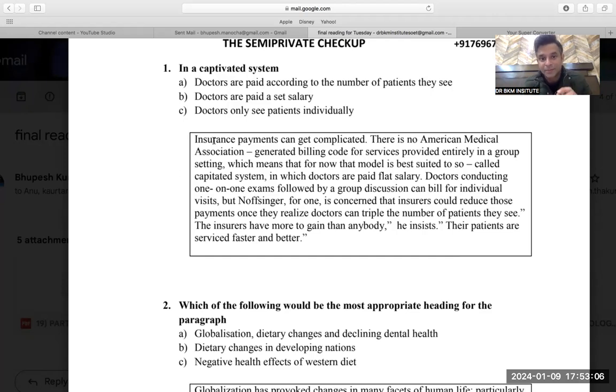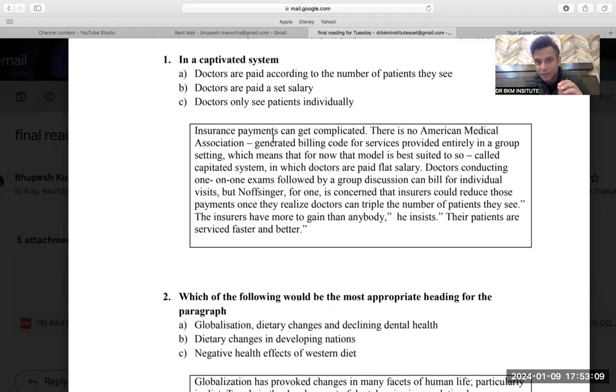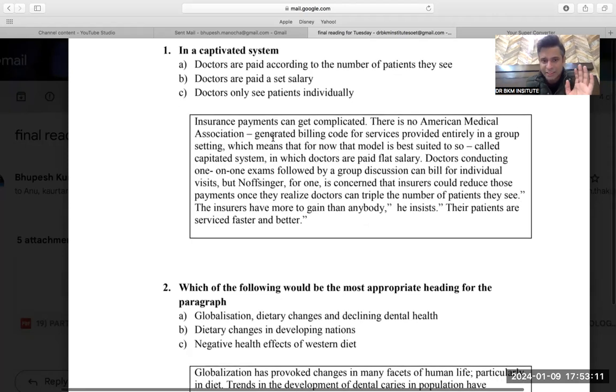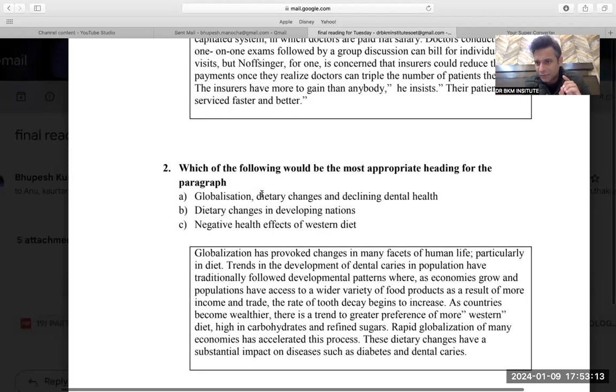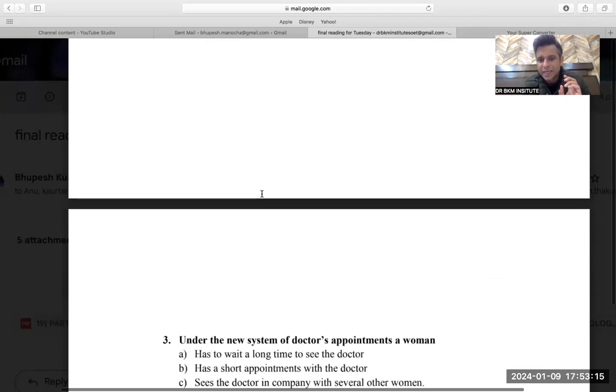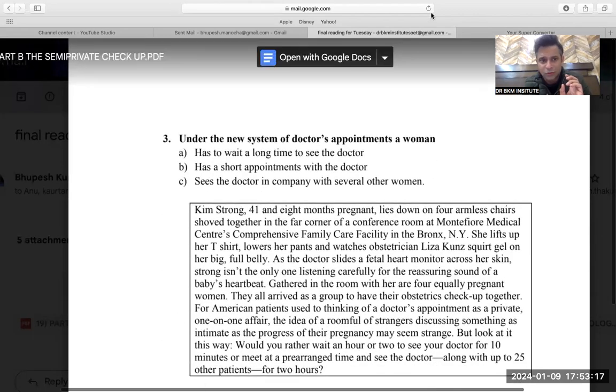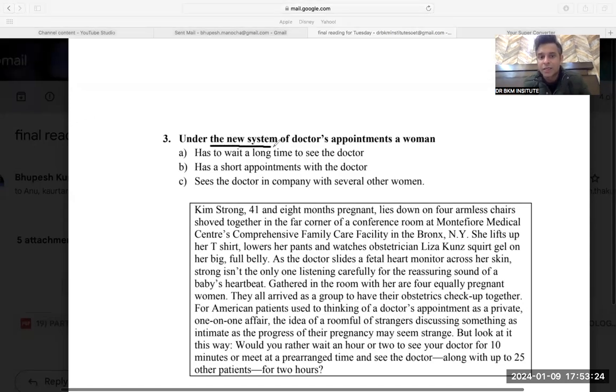Let me give you an example. In this reading, what we have done today, the first question was easy, so we did not discuss it in the class. The second question was easy, we did not discuss it in the class. Then came the third question. This was an interesting question because I always say when it comes to questions in the reading, the major word, like in this one, under the new system of doctor's appointment, a woman.